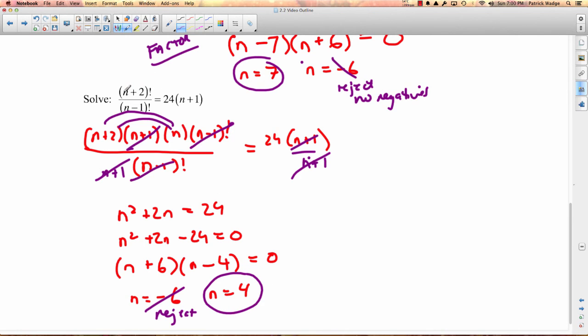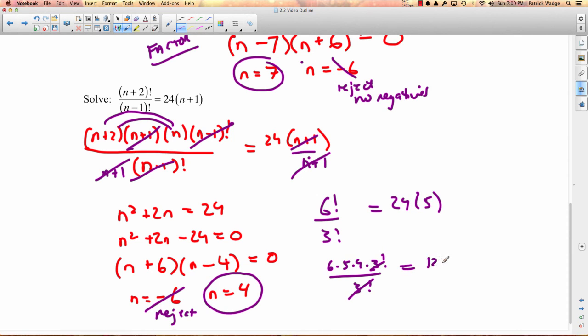Want to check it? 4 plus 2 is 6, so I have 6 factorial. 4 minus 1 is 3, so I have 3 factorial. Equals 24 times 4 plus 1, which is 5. Okay, 6 factorial, I'll go 6 times 5 times 4 times 3 factorial over 3 factorial, so those cancel, equals 24 times 5 is 120. I sure hope 6 times 5 times 4 is 120. 6 times 5 is 30, times 4 is 120. It worked. We got the right answer.